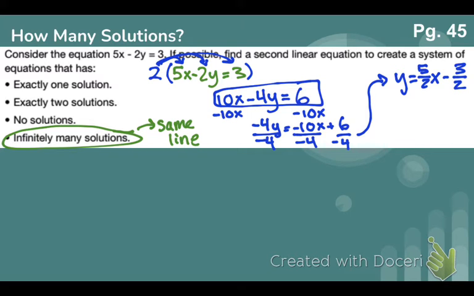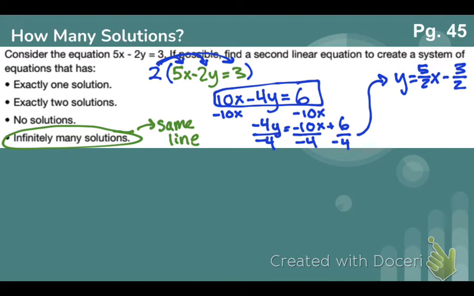What questions do we have about this whole problem before we move on? So when we have one solution, we have two lines that cross at one point. If we have two lines, we can't have exactly two solutions because one of them would have to bend. No solutions is when our lines are parallel or they have the same slope. And infinitely many solutions is when they're just the exact same line.